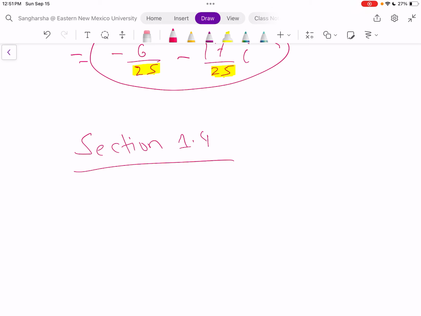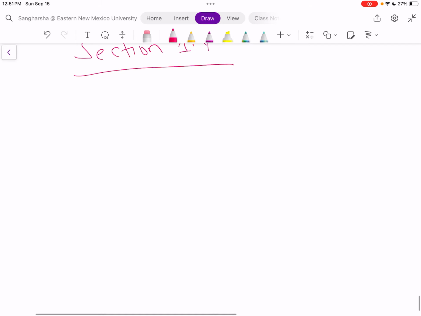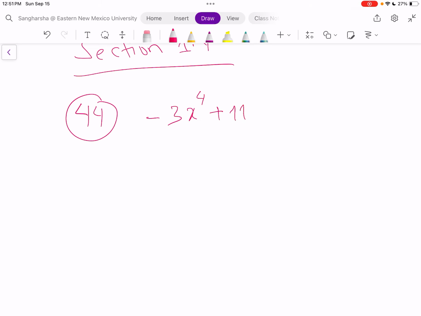So here it tells us to solve this polynomial equation. So let me choose 44, and 42 is pretty similar. In 44 we have negative 3x to the power 4 plus 11x squared equals negative 4. So we have this polynomial equation and we are asked to find all real solutions for it.